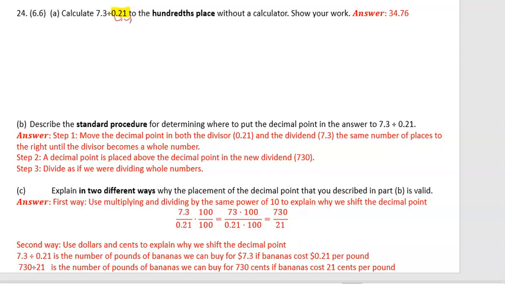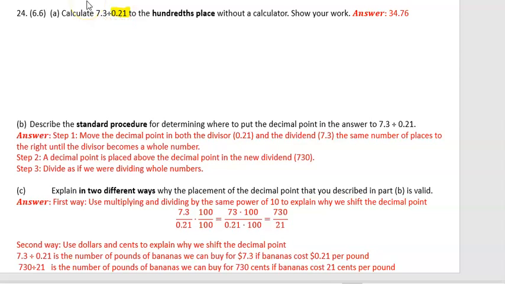After we move, we focus on the divisor. See how many times we have to move the decimal point so we can turn this number into a whole number. Notice we have to do it 2 times. In order to keep the equivalence, we also have to move the dividend the same number of times. Why do we have to move the same number of times? That is explained down in part C, so we're going to talk about it in a second.